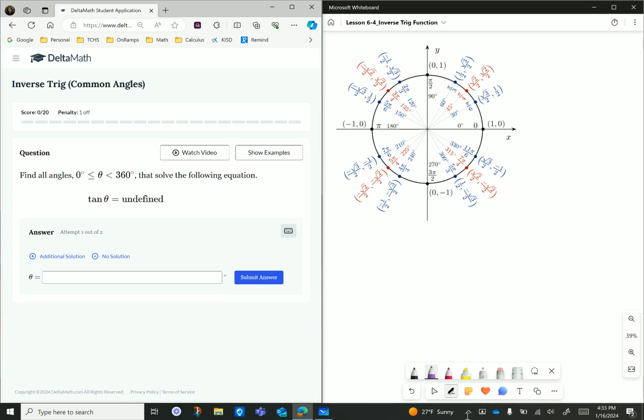So find all angles 0 degrees to 360 degrees that solve the following equation. The tan of theta is undefined. So let's just come over here to the whiteboard and write that. So tangent of theta is undefined. So remember, you're looking for theta. You're looking for the angle. And one of these angles, I'm going to highlight over here, because they told us to stick to our degrees, is your final answer, okay? Now, or final answers, you can have more than one.